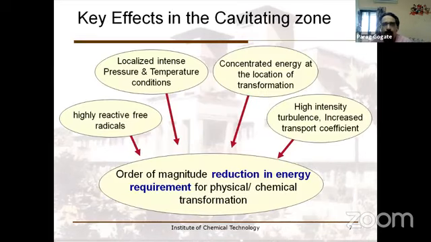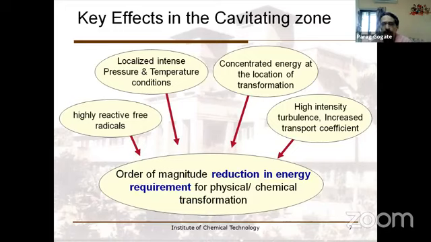Right, so what we get in cavitation is localized intense pressure and temperature conditions. You have production of highly reactive free radicals. So if water is present, then you will get hydroxyl radicals, which all of us know are very strong oxidizing agents. If you are adding some amount of hydrogen peroxide, then again that can dissociate and give you hydroxyl radicals. So I'm going to get oxidizing species, which can definitely give me enhanced oxidation capacity.